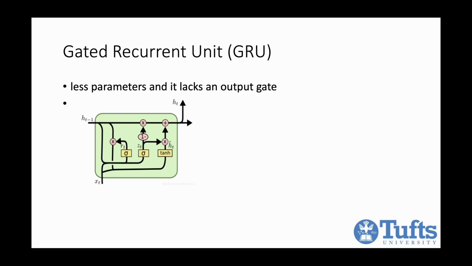Next, we focus on GRU. GRU also has gate mechanism with trained weights. And compared to the LSTM, from the figure, we see that it has less parameters and it lacks of output gate.